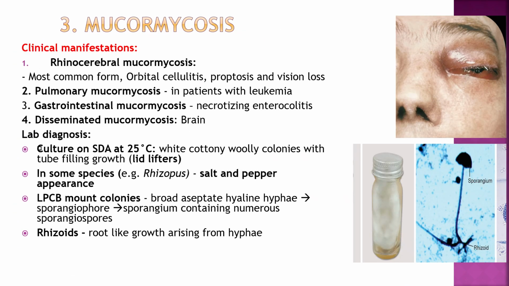Mucormycosis: rhinocerebral mucormycosis, the most common form, with orbital cellulitis, proptosis, and vision loss. Pulmonary mucormycosis in patients with leukemia. Gastrointestinal mucormycosis, necrotizing enterocolitis. Disseminated mucormycosis, brain. Lab diagnosis: culture on SDA at 25 degrees Celsius gives white, cottony, woolly colonies with tube-filling growth, lid lifters. In some species, Rhizopus, a salt and pepper appearance. LPCB mount of colonies shows broad aseptate hyaline hyphae, sporangiophore, sporangium containing numerous sporangiospores, and rhizoids, root-like growth arising from hyphae.